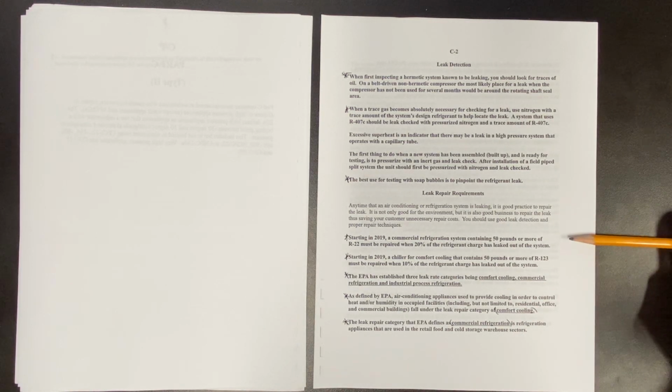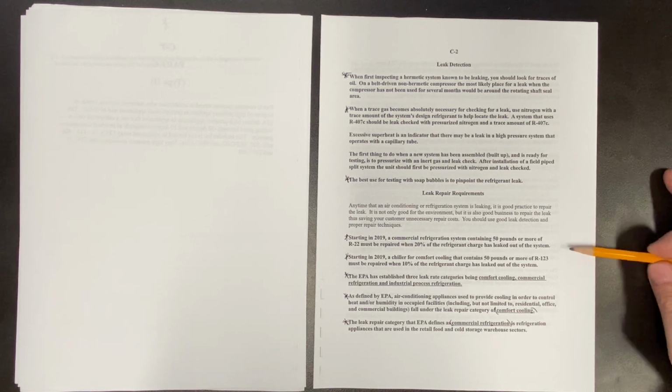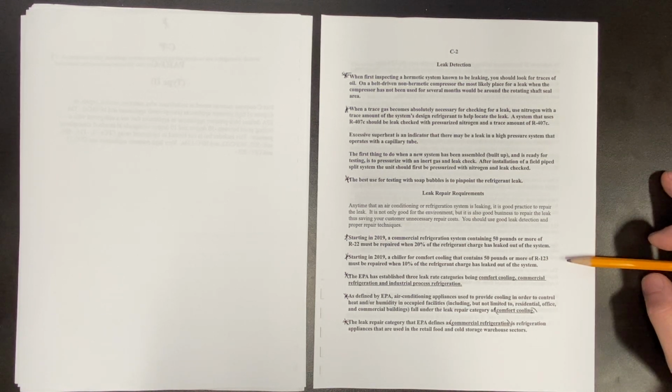Starting in 2019, a commercial refrigeration system containing 50 pounds or more of R22 must be repaired when 20% of the refrigerant charge has leaked out of the system. Starting in 2019, a chiller for comfort cooling that contains 50 pounds or more of R123 must be repaired when 10% of the refrigerant charge has leaked out of the system.